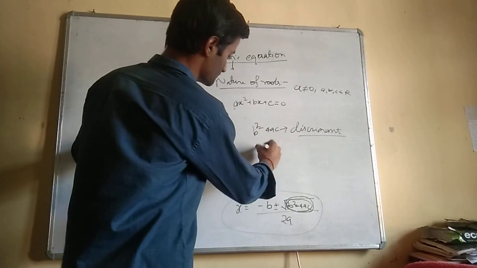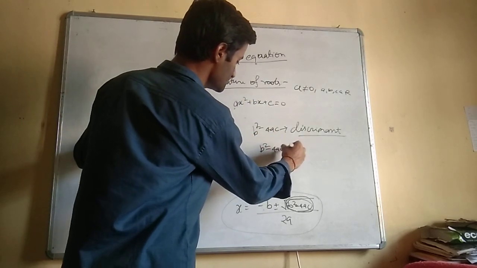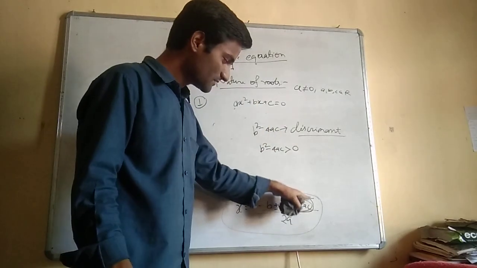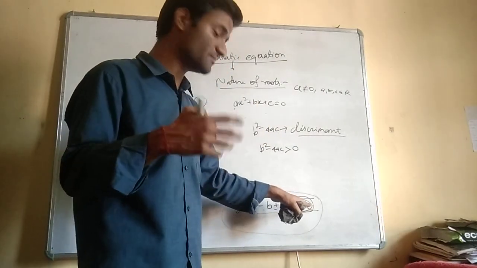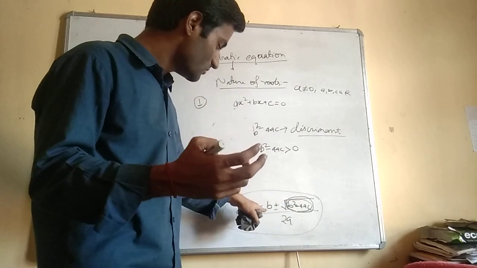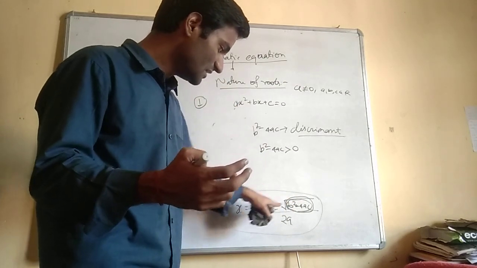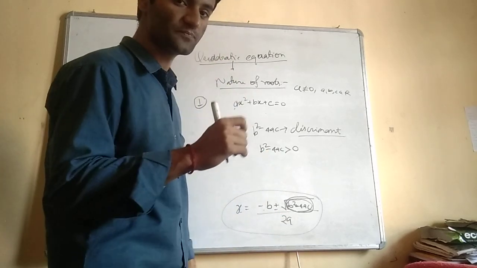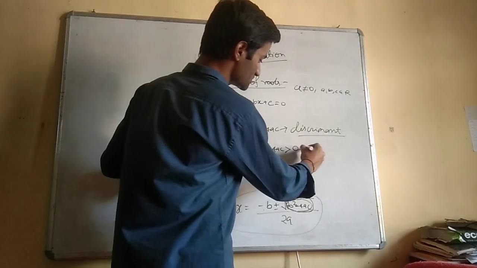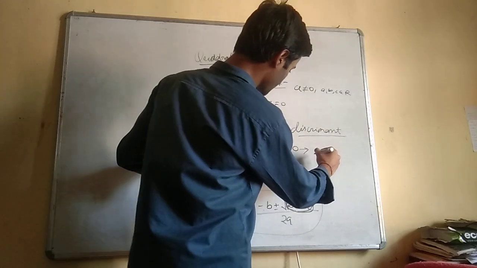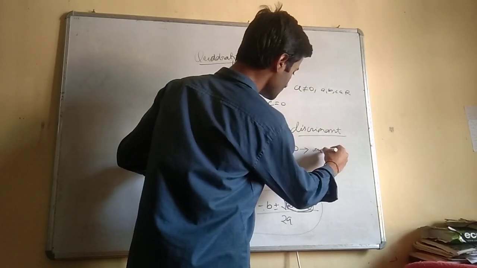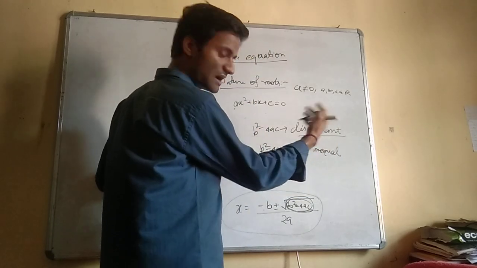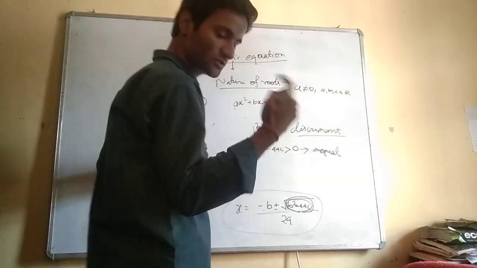Let's discuss that. If b square minus 4ac is strictly greater than 0, then some number will come. In that case we will get one root with the plus sign and another root with the minus sign, and we will get two different roots. So in this case the roots will be unequal. So the two roots are unequal roots.